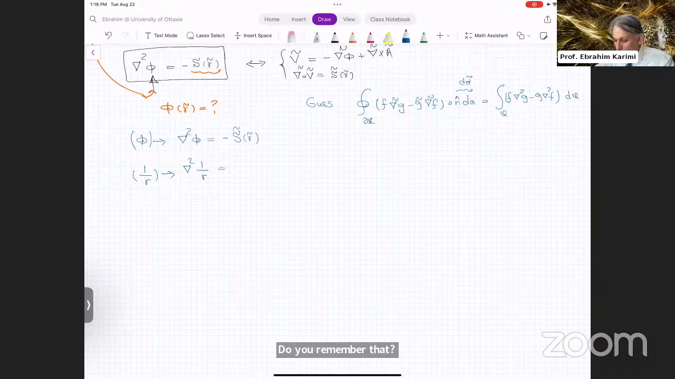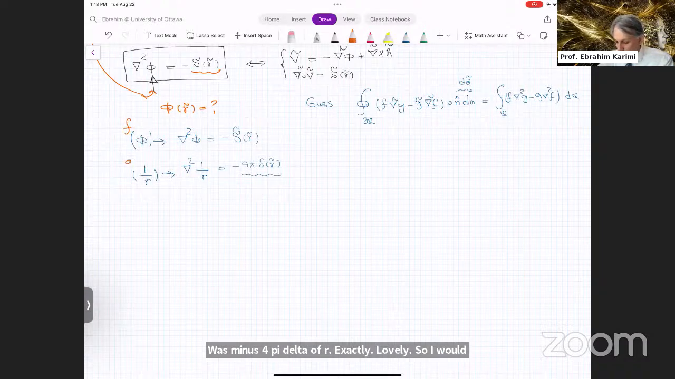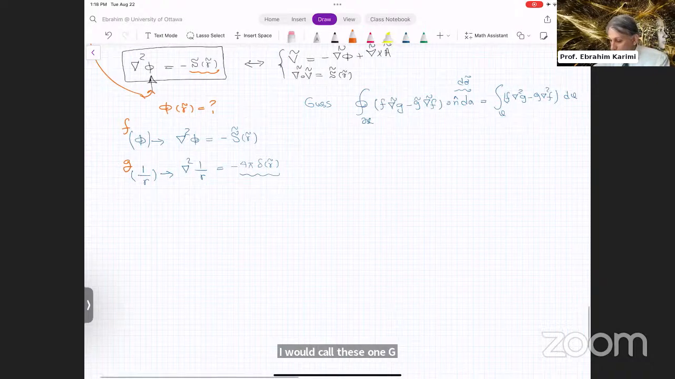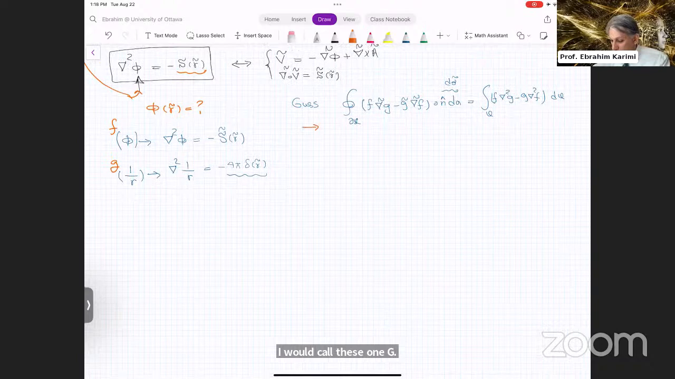Minus 4 pi delta of r. Exactly, I mean, Hossein said perfectly. Lovely. So I will call this one f. I will call this one g. And now let's substitute it inside of the Gauss theorem that I had.